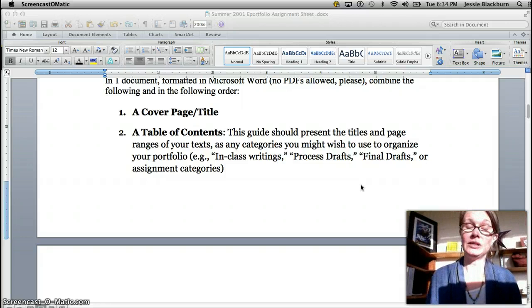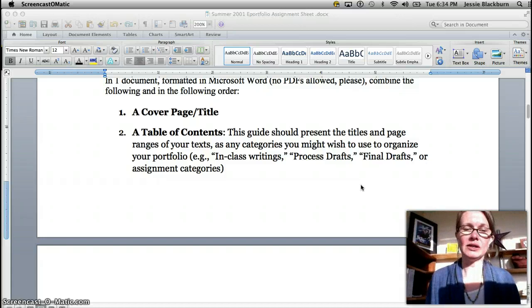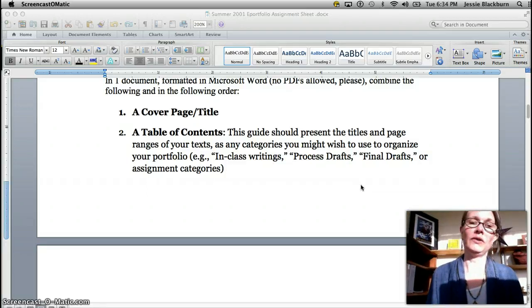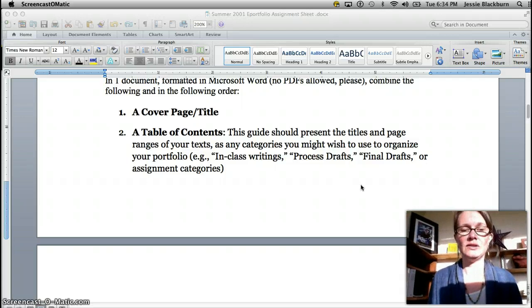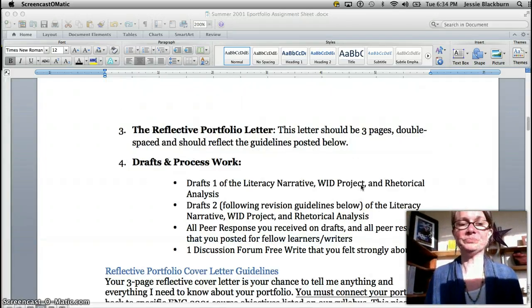Or you might do it by assignment categories like literacy narrative, rhetorical analysis, writing in the disciplines, right? And you might include all the in-class writings, process drafts, and final drafts of those assignments in each category. It's really up to you. I've seen a variety of different organizational structures for portfolios. So if you want to do it by assignment, then just make sure you get all the in-class writing assignments, process drafts, and final drafts for that assignment organized with it. If you want to do it by in-class writings, process drafts, and final drafts, that's fine too. Just make sure that you still get everything inserted in the end that you need.